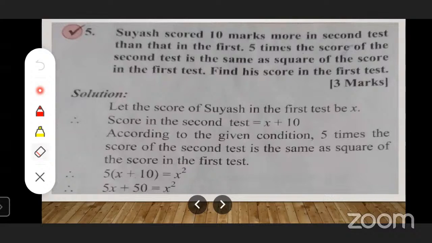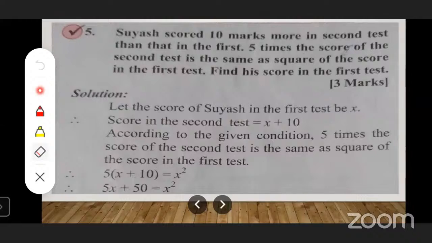Suresh scored 10 marks more in the second test than that in the first. 5 times the score of the second test is the same as the square of the score in the first test. Find his score in the first test. Students, this sum is also very simple. Yes, only you have to read very carefully. This sum also carries 3 marks in the board exam.